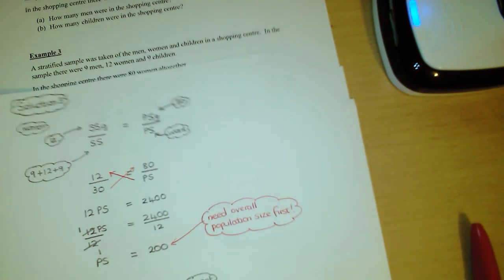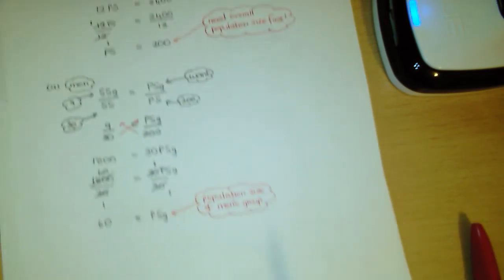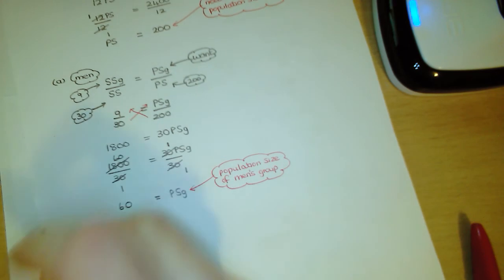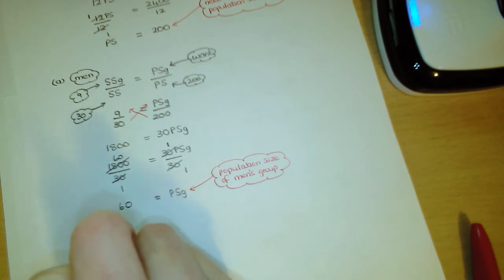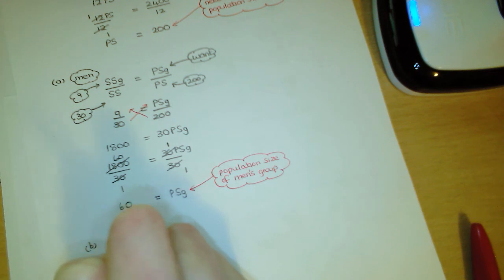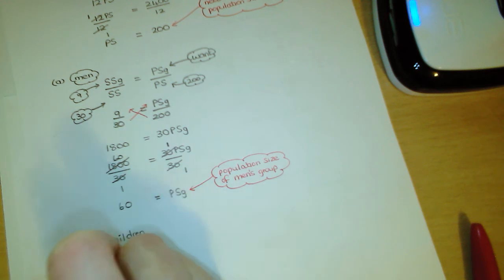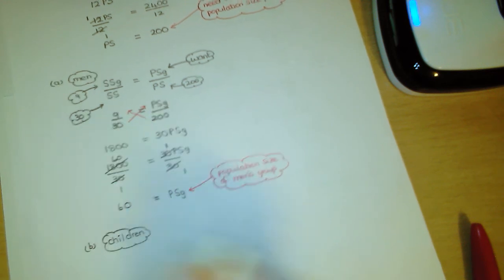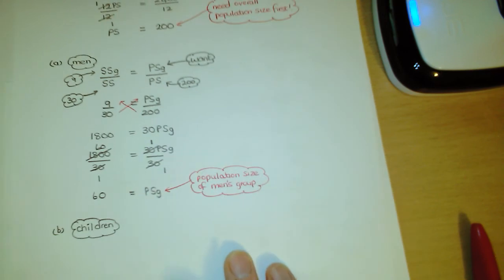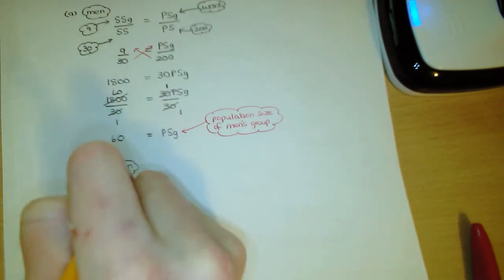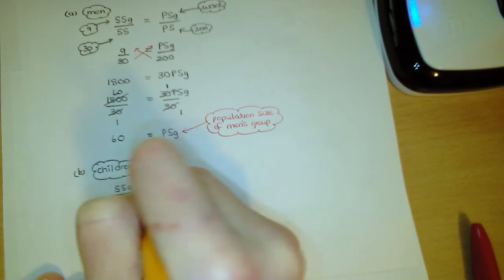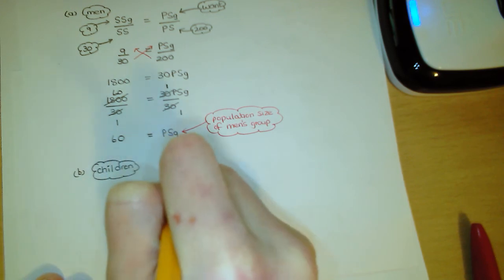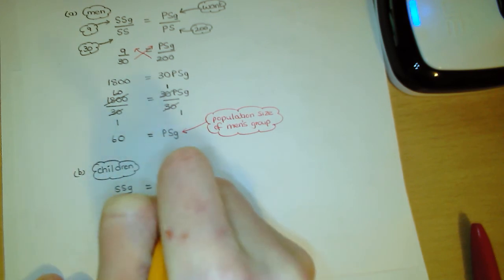Okay, part B is similar. It says how many children were in the shopping centre. So part B, children. So again, write out our sampling formula for the children. So SSG over SS equals PSG over PS.